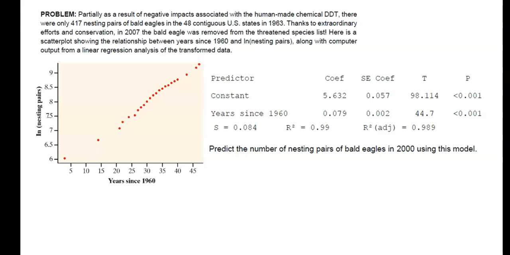Okay, so that's the lesson. Let's just try a couple of problems just to practice some more. Predict the number of nesting pairs of bald eagles in 2000 using this model. Okay, so let's write our equation.